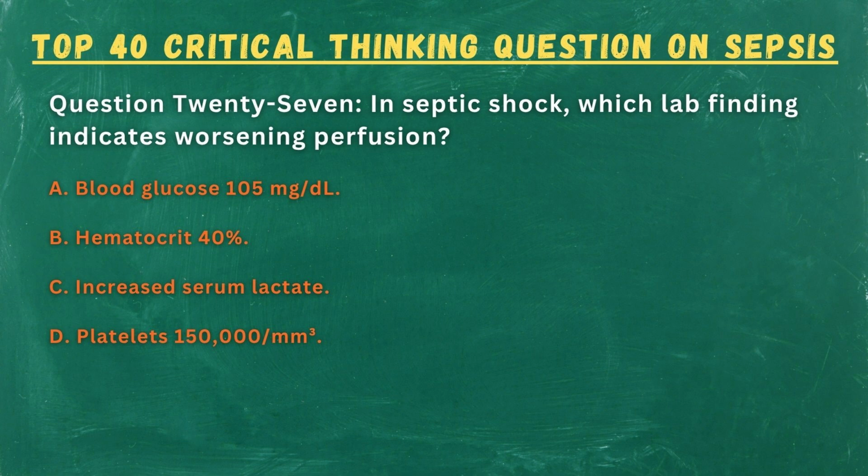Question 27. In septic shock, which lab finding indicates worsening perfusion? A. Blood glucose 105 milligrams per deciliter. B. Hematocrit 40%. C. Increased serum lactate. D. Platelets 150,000/mm^3. Answer: C. Increased serum lactate.